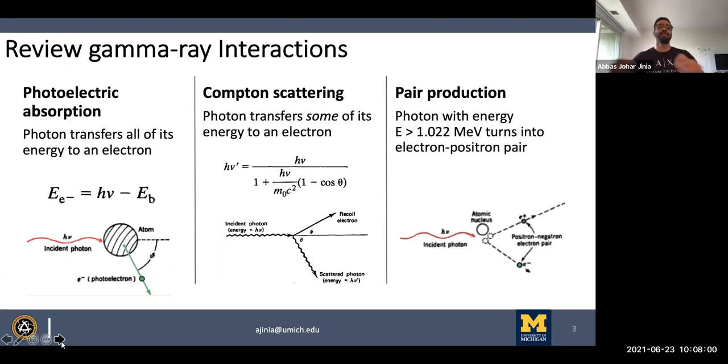So let's get started with our review. So we have three major gamma ray interactions. One is photoelectric absorption. So what happens in photoelectric absorption is that the incoming photon is absorbed, deposits all its energy to an electron, and then that electron is our desired signal when we are talking about detectors and detecting the radiation. Now, gamma rays, because they are uncharged particles, it's very difficult to detect them directly.